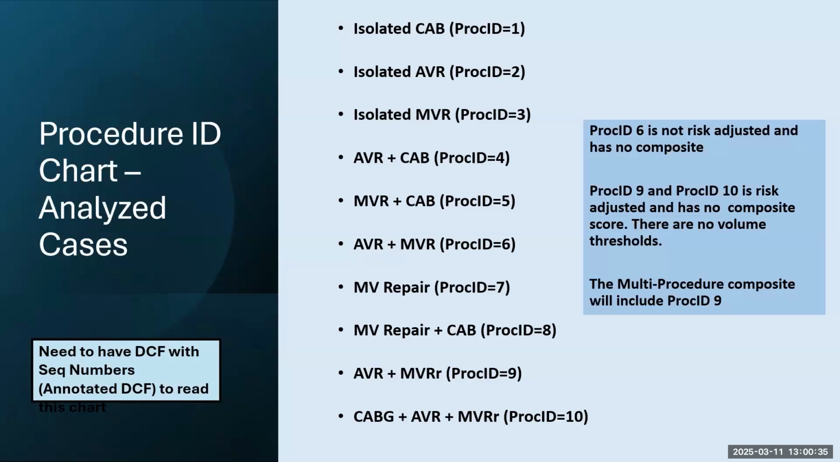All right. So we're going to talk about how to read the PROC ID chart. I think it's really important that you know that when you're trying to read the PROC ID chart, you need to have the data collection form with the sequence numbers on it. That's the annotated data collection form. It makes it so much easier.